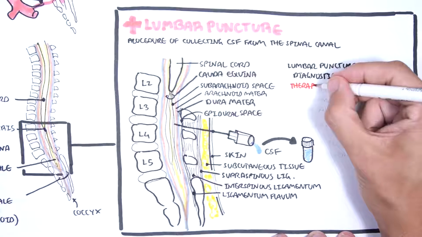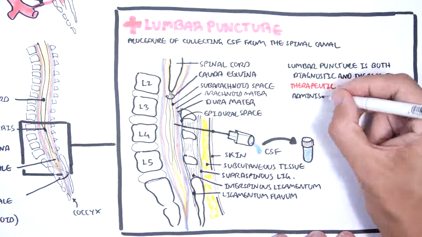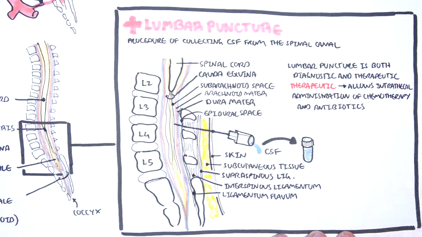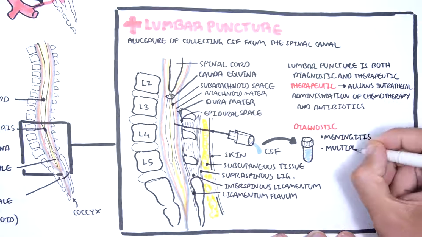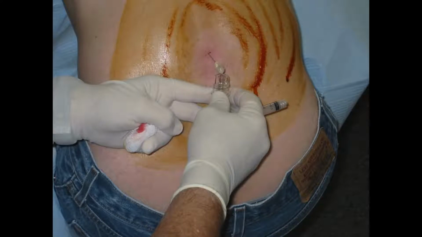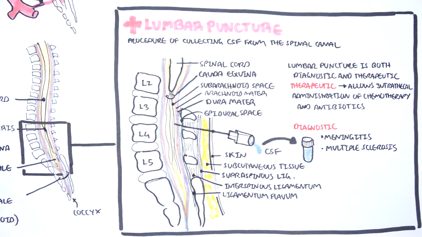Therapeutic because it allows intrathecal administration of chemotherapy and antibiotics, for example. Diagnostic in that it can help diagnose meningitis and multiple sclerosis. Here is an image of a lumbar puncture being performed. Note the needle in the patient's back. Most likely it's inserted between the L4 and L5 or L3 and L4 vertebral level. And note CSF dripping slowly out of the needle and being collected by a small tube. Also note the sterile field, which is important to prevent the introduction of infection to the spinal cord.